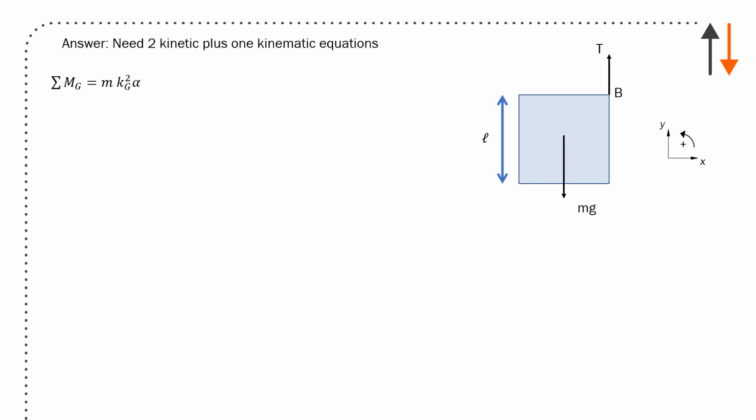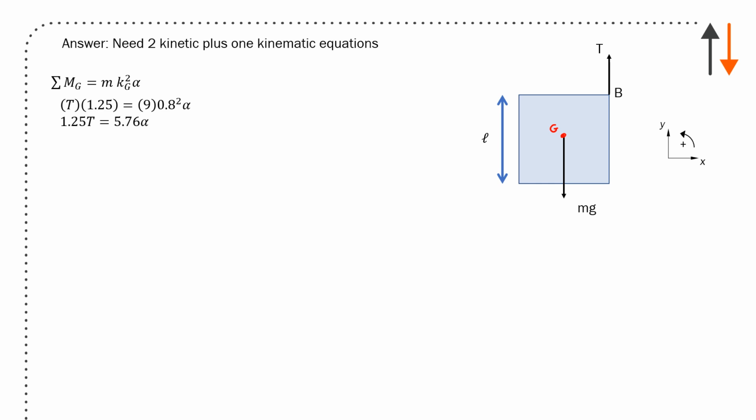So you need to do some moments about G. You need to do it about the center of mass. You can't use another point and use the parallel axis theorem because the thing is accelerating, and so you don't have a stationary point. So sum of moments about G equals m k_G squared alpha.